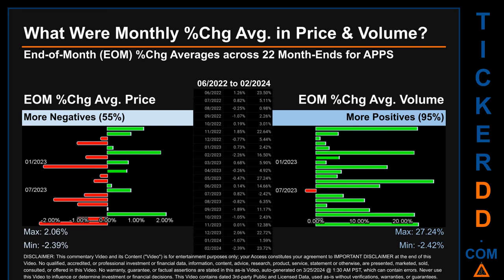Price saw an end-of-month max of 2.06% in average percentage change, along with a minimum of -2.39%. For volume, the maximum and the minimum monthly percentage change were respectively 27.24% and -2.42%.